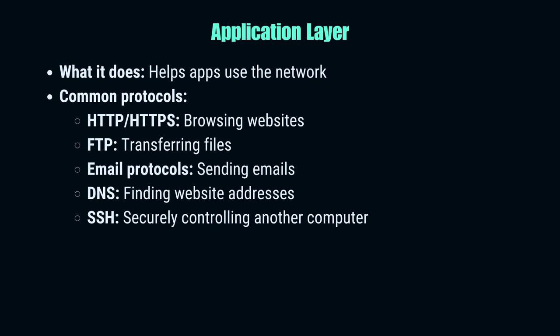We've seen how lower layers handle the nitty-gritty of data transmission. Now let's explore the application layer, where our everyday apps interact with the network. The application layer is the topmost layer in both the OSI and TCP/IP models. It's the layer closest to the end user, providing network services directly to applications. Think of it as the user interface of our networking system.